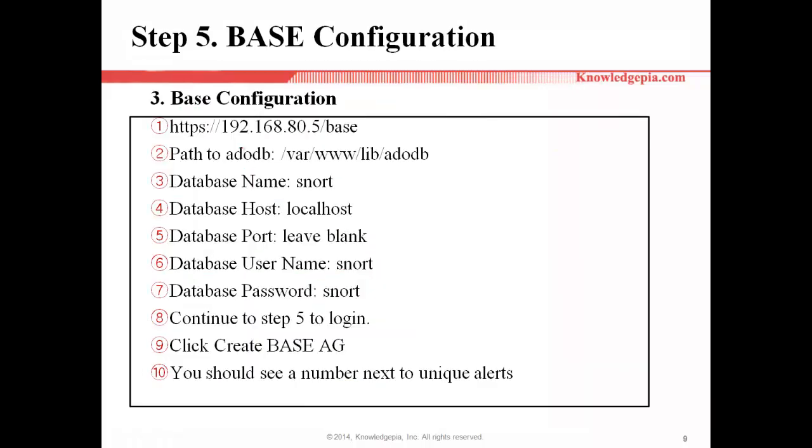Okay, step 5, the BASE configuration. If you were successful in downloading and copying these programs, then number 1 here, in my case, is the web server's IP address, 192.168.85. And after that, the directory name, base. Here, please write down the exact path to ADOdb. In my case, I will use /var/www/library/adodb.